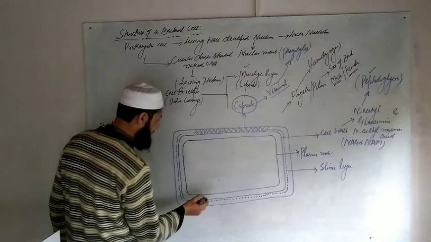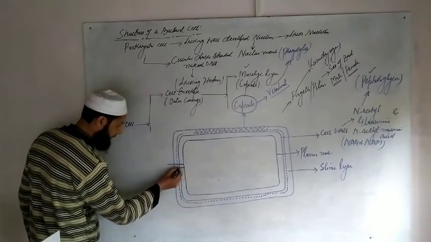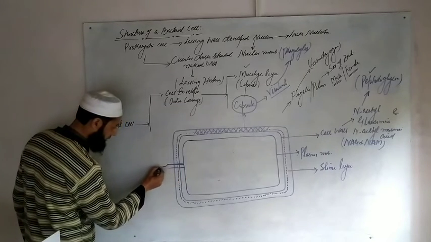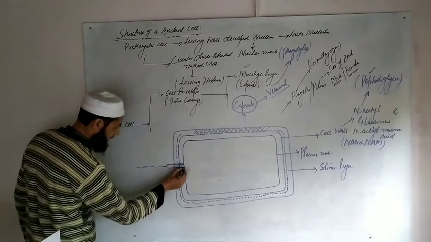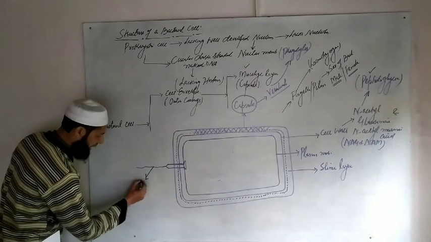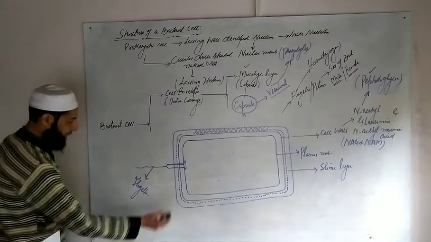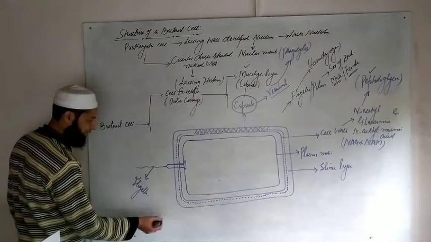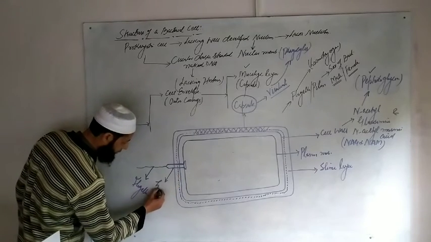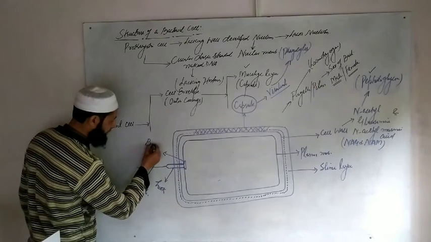And from this plasma membrane, a locomotory organ arises in the form of flagella. This flagella has a filament, also a hook, and also a basal plate.